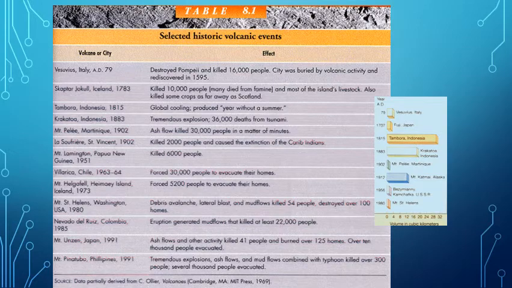This table shows a list of selected historic volcanic events. The impact of the modern eruptions are given in this column. It shows the number of casualties and the effects of the eruptions. However, the eruptions can be compared not on the number of casualties, but more on the amount of magma released in a single eruption episode.